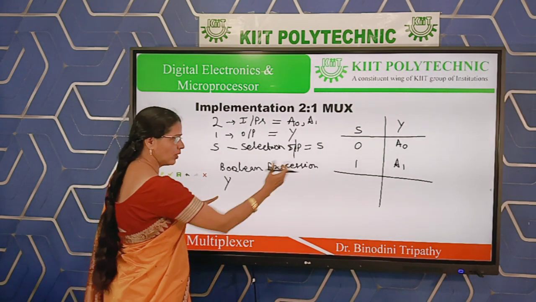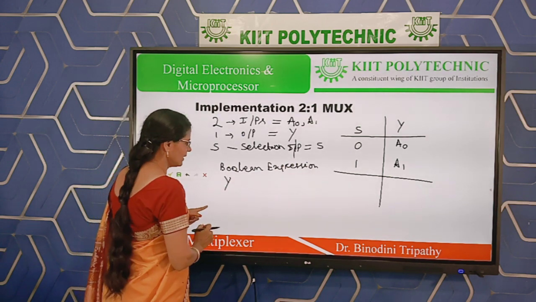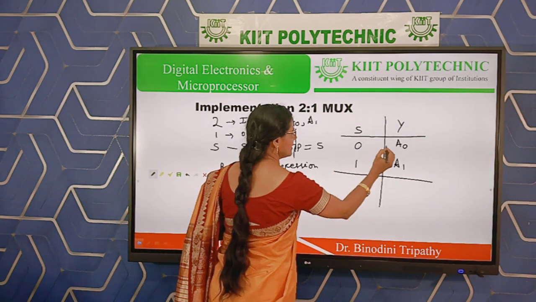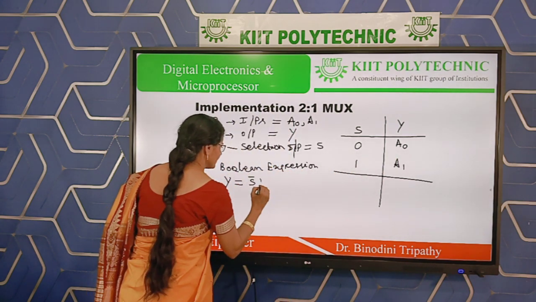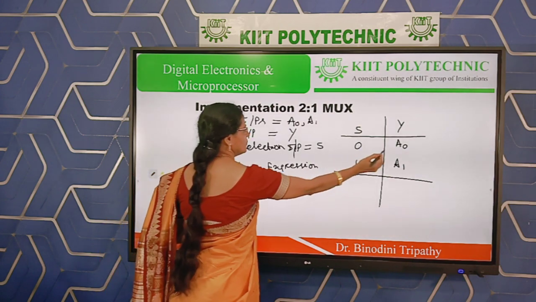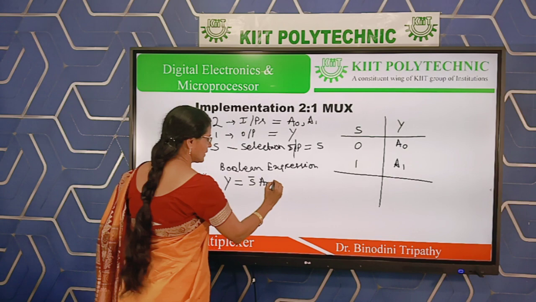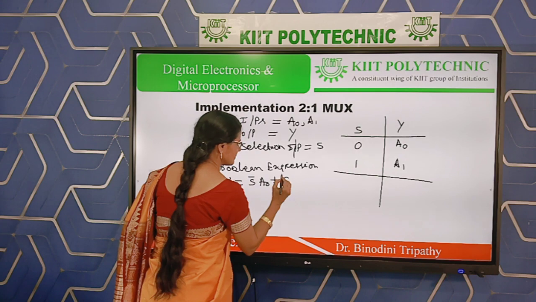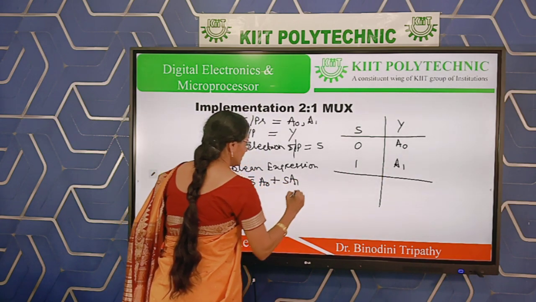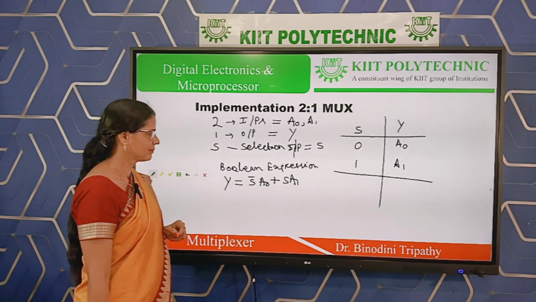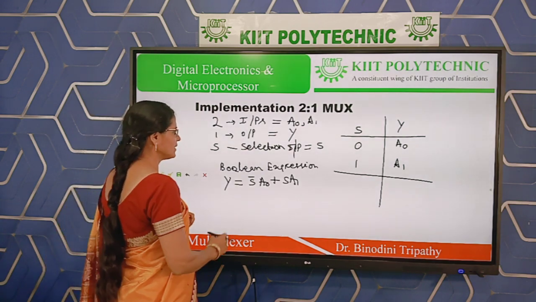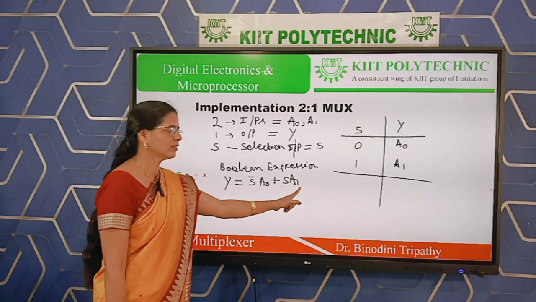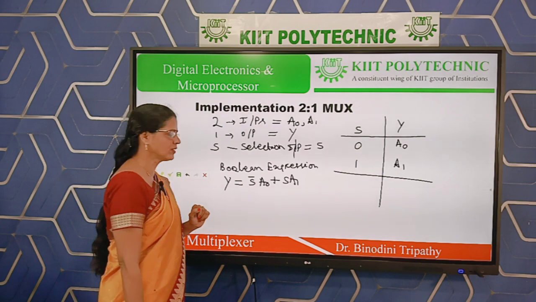For a multiplexer it is slightly different. Now see how we write it. Y is equal to, directly, S bar A0, because S is 0 for this condition. This is only for the multiplexer. Now S equal to 1 means S, and the selection is A1. Now the Boolean expression is finished. Then next we have to implement the circuit. Using only this equation, you can draw or design the circuit.